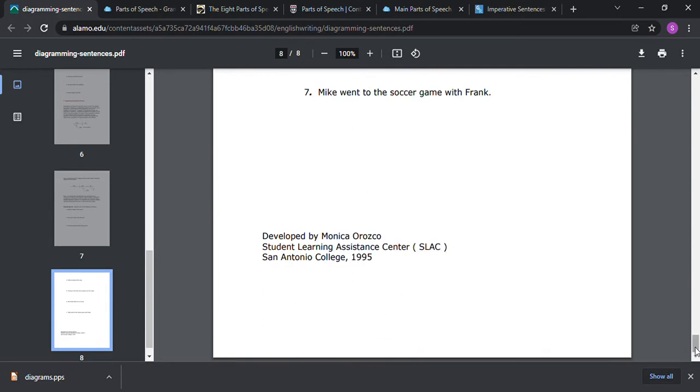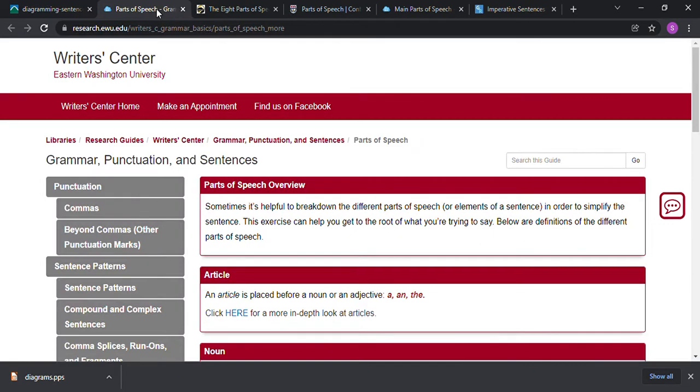And then I'm going to go to some more links for you. And this talks about the parts of speech. So you can see this is at research.ewu.edu, and you might want to just go to that website, ending it with edu, to see all the different things that they have. And this is the Eastern Washington University. They have a Facebook link, so you can find them on Facebook. They have a Writer Center's Home, and you can go find that. But this is their grammar, punctuation, and sentences.